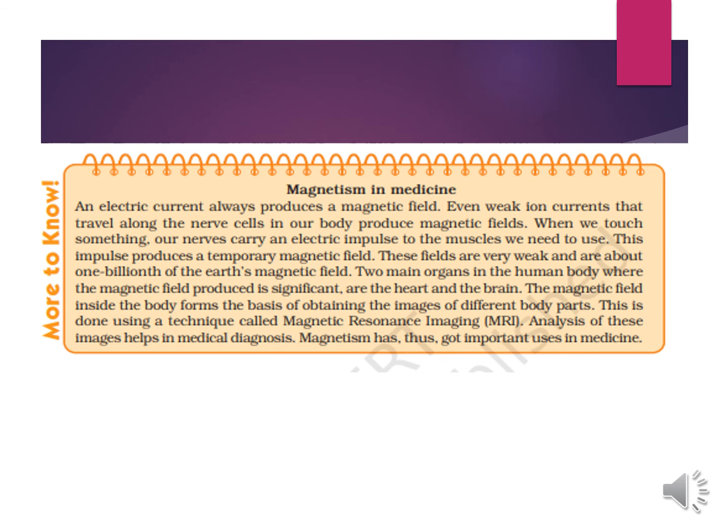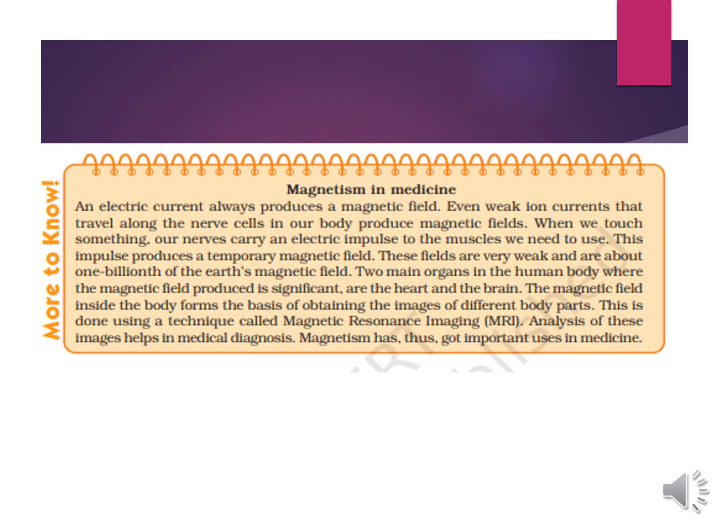A fact about magnetism in medicine. An electric current always produces a magnetic field. Even weak ionic currents that travel along the nerve cells in our body produce magnetic fields. When we touch something, our nerves carry an electric impulse to the muscles. This impulse produces a temporary magnetic field. These fields are very weak, about 1/1000th of the Earth's magnetic field.